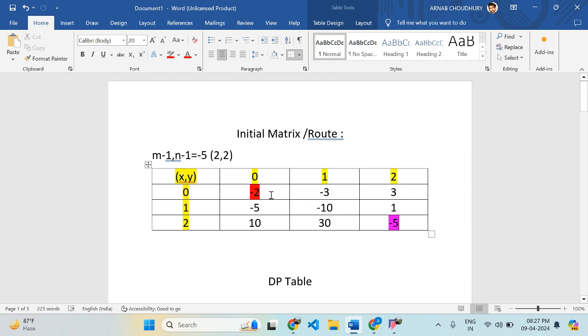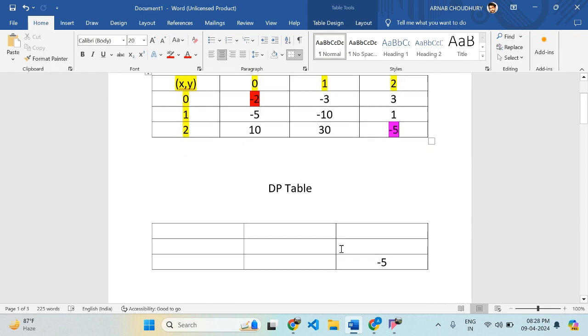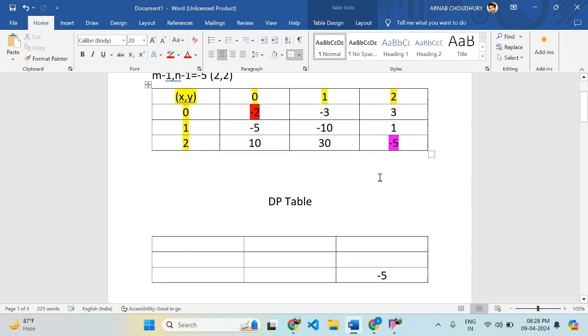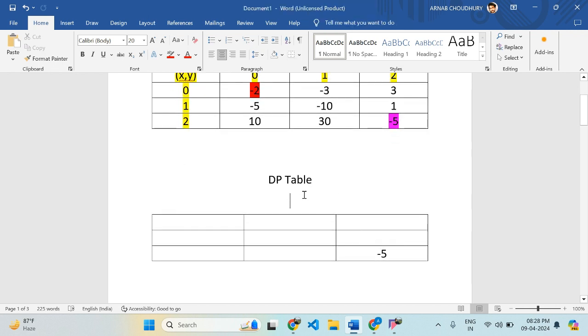So we have to reach from here to here in the minimum possible number of points. I will do a DP calculation table, because in order to understand how to reach there, we have to do a DP calculation table, and then we will correspondingly check our output. The approach which we are going to follow is a bottom-up approach.